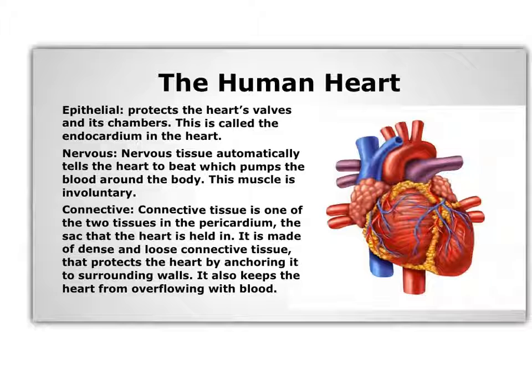So those are the 4 tissue types and an example of an organ that demonstrates all 4 of them. And I hope that you've learned a lot about the different tissue types and their functions. Now on to organ systems.